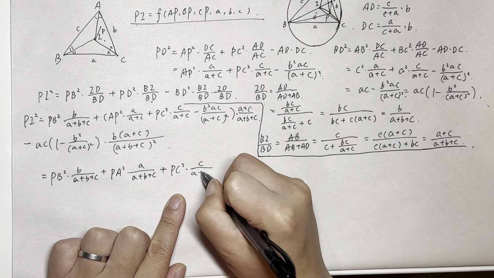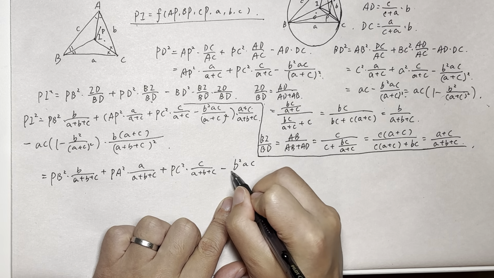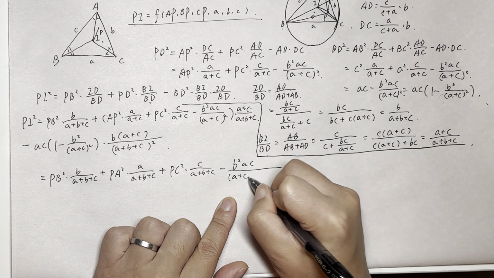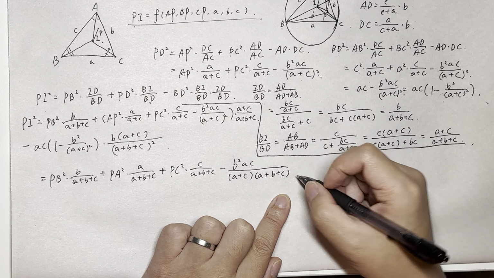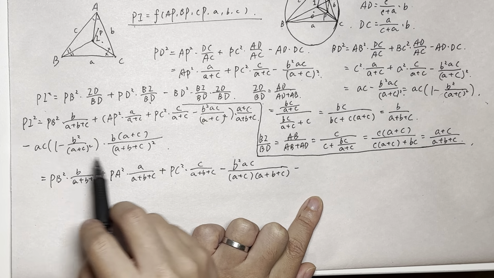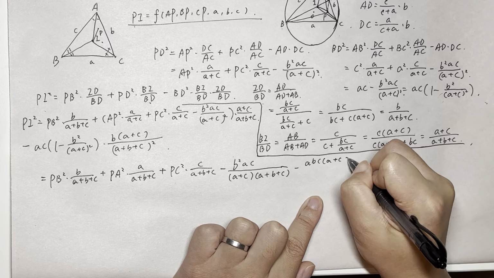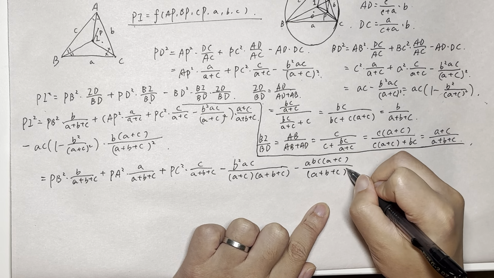And we minus this term, where A plus C cancels one of the A plus C. So on the top, that is B square AC. On the bottom, it's A plus C, A plus B plus C, right? And then we want to have this one, which is minus. The first one is AC times all of this, so that is ABC, A plus C, to A plus B plus C square, right?